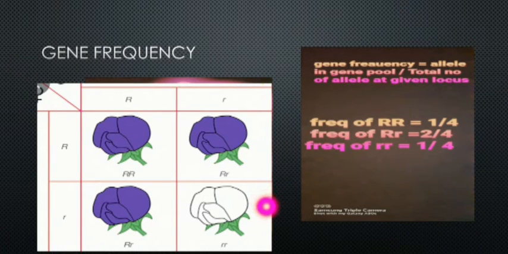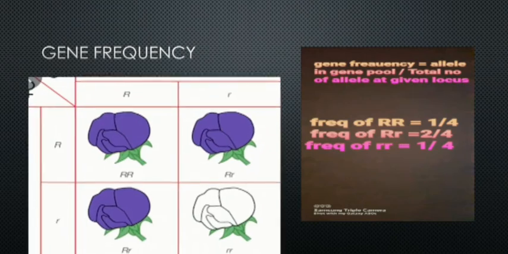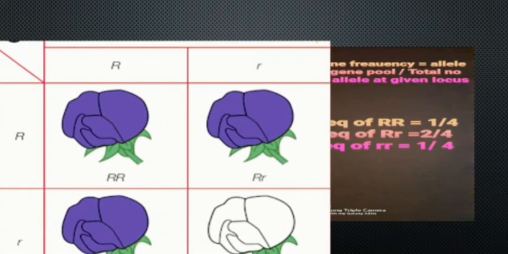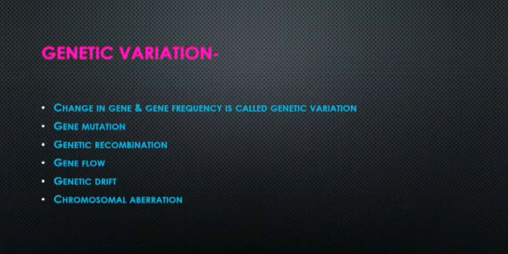And the frequency of small r. How many flowers are white colored? That is the genotype which has small r, that is 1. So the frequency is 1 by 4. So it is called the gene frequency. Gene frequency means the allele in the gene pool divided by the total number of alleles at the given locus. So this is called the gene frequency. Okay.